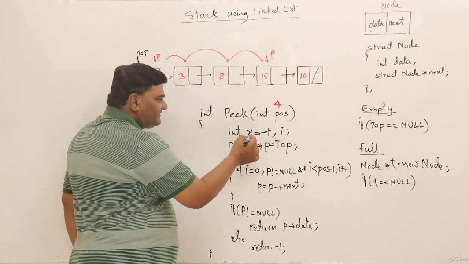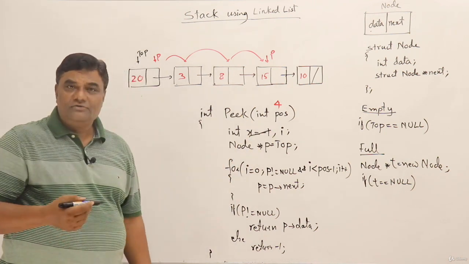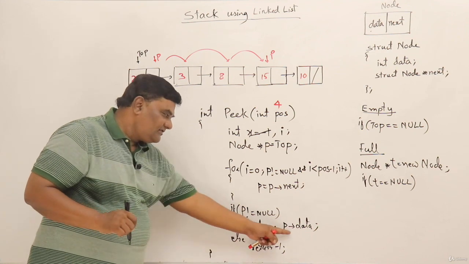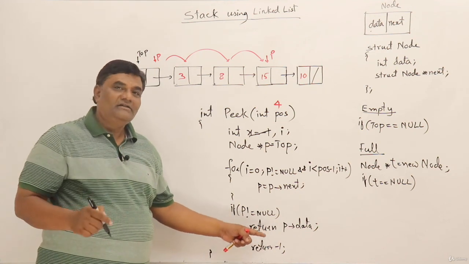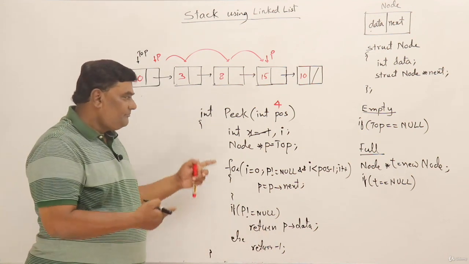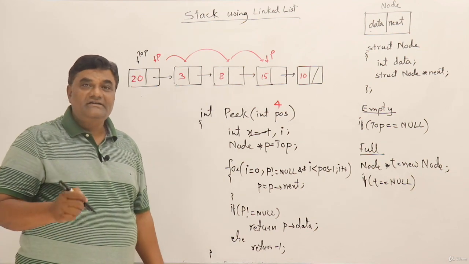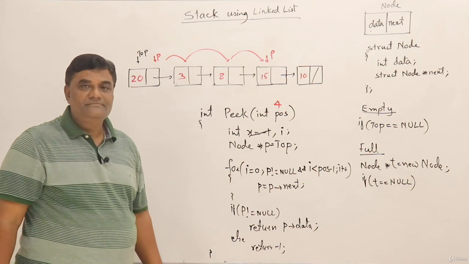So we don't need this X. I have already declared initially, but we don't need it. So we have directly returned the value. Instead of taking an X and sending it, I have directly taken the value. So this is a peek operation. That is finding an element at a given position.